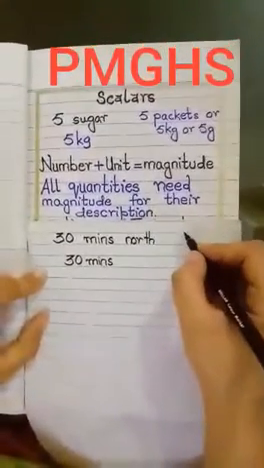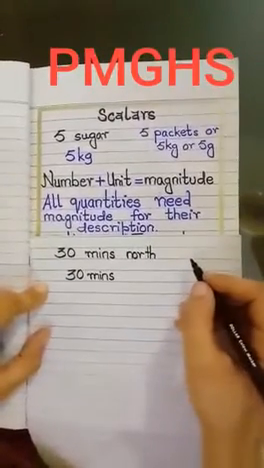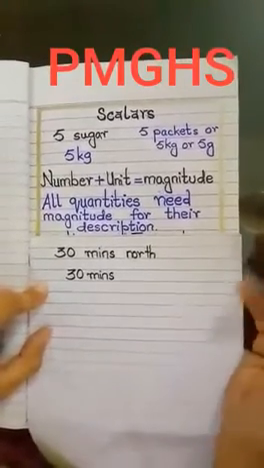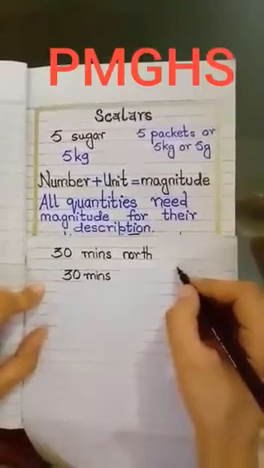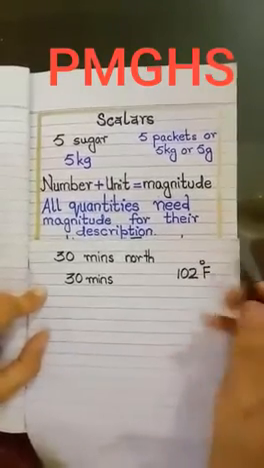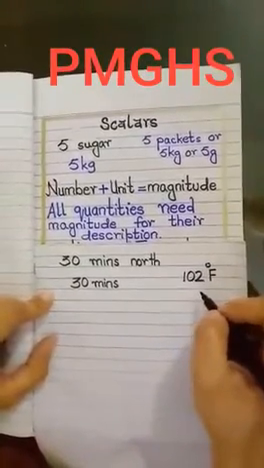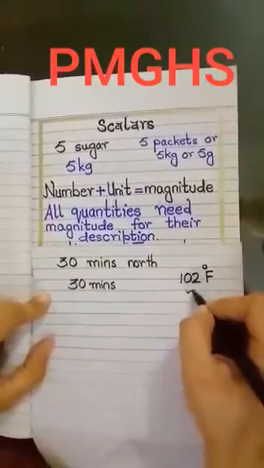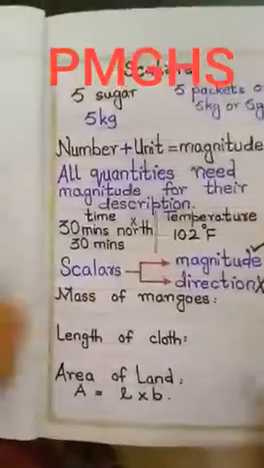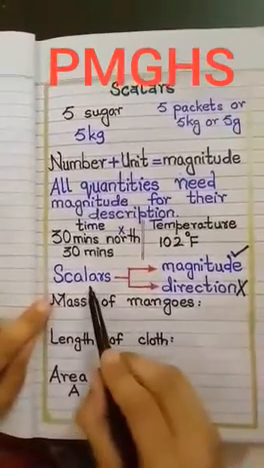Another example: if someone suffers from fever and I ask her what is the temperature of your body, she says 102 degree Fahrenheit. I can easily understand what she is saying because magnitude explains the physical quantity. Here number and its unit explain the temperature of her body. The quantities that need magnitude, not direction, for their description are called scalars.